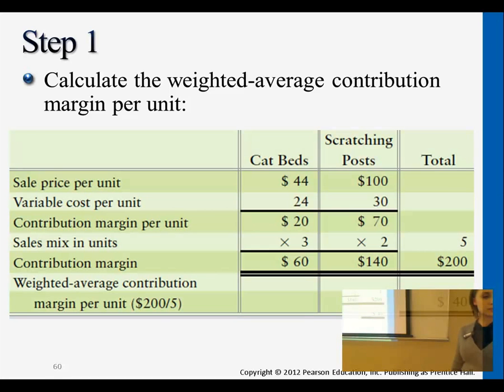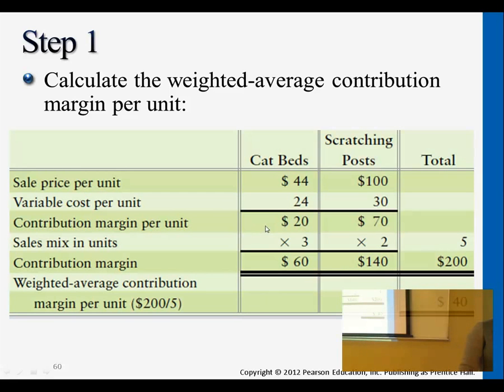Now the sale price per unit is $44 for cat beds and $100 for scratching posts. And then we also have a difference in variable cost for both products. One is $24 and the other one is $30. All right, so what we want to calculate right now is the weighted average contribution margin per unit. So here's what we're going to do.